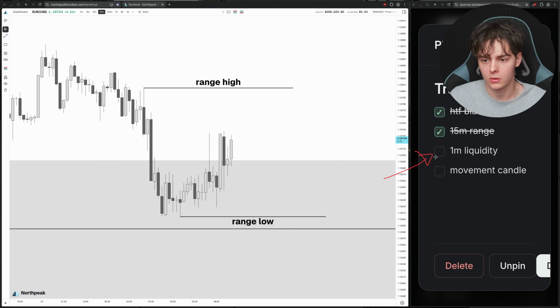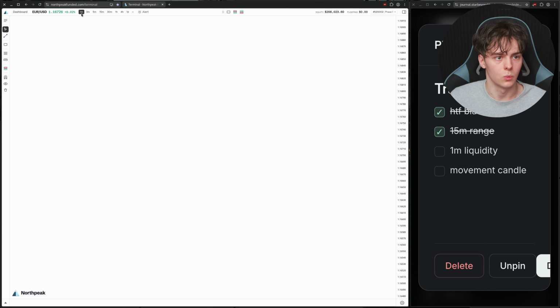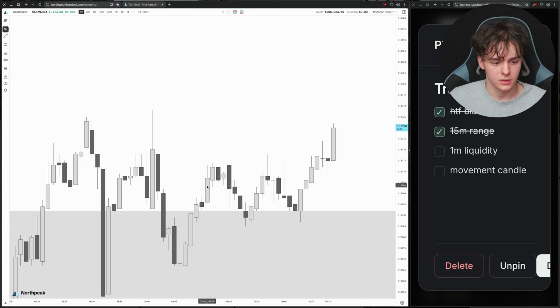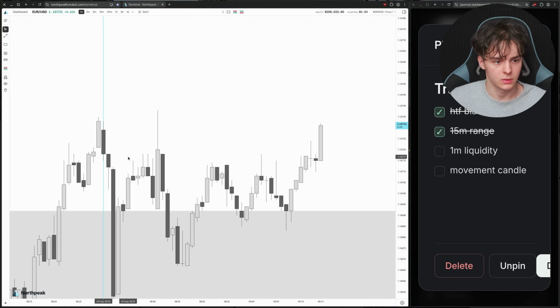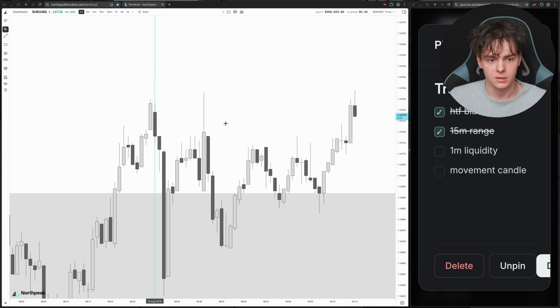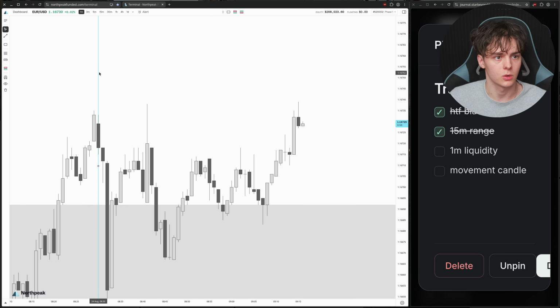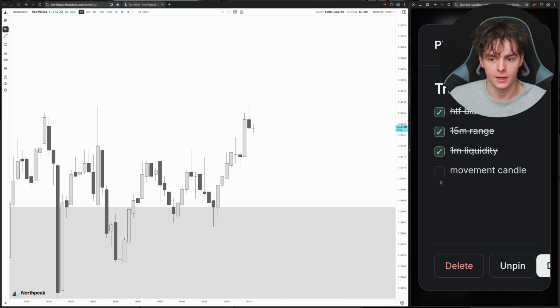Now we want to move on to our 1-minute liquidity raid. Let's go into the 1-minute time frame, and I'm pretty sure we already had that. This was a raid, so from this point on, this was a raid right there. Let me put this in black. As you can see, we already had multiple different liquidity raids in here. So from this point on, we definitely have also check marked the liquidity raid. And now it is pretty much only time for our movement candle.